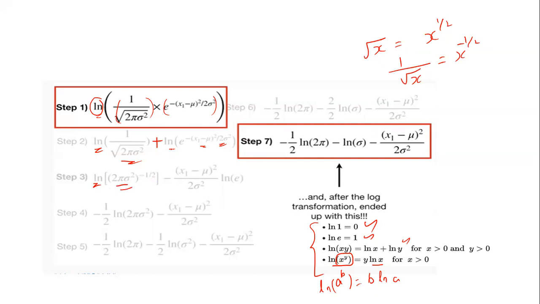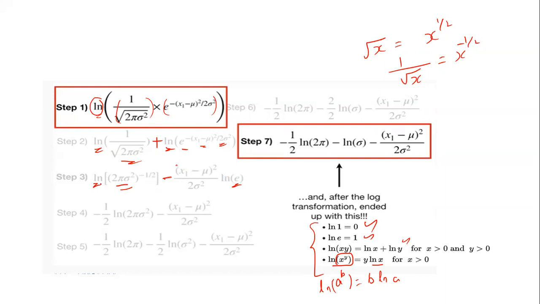Okay. And this is log of e to the power something. Already we have discussed, log of anything to the power x to the power y can be written as y into log of x. So log of e to the power minus this thing is nothing but minus x1 minus mu the whole square divided by 2 sigma square into natural log of e, right? Similarly, the same way here also. So here we are applying log. Now we have applied log.